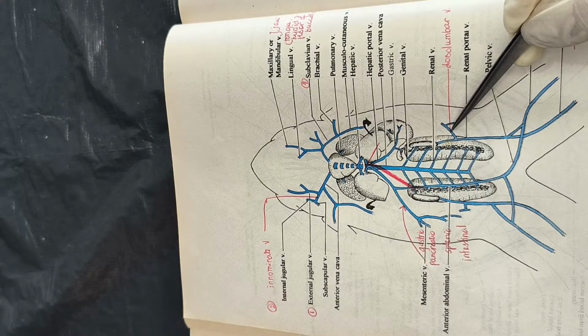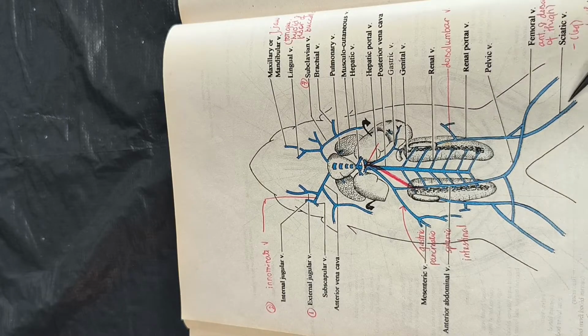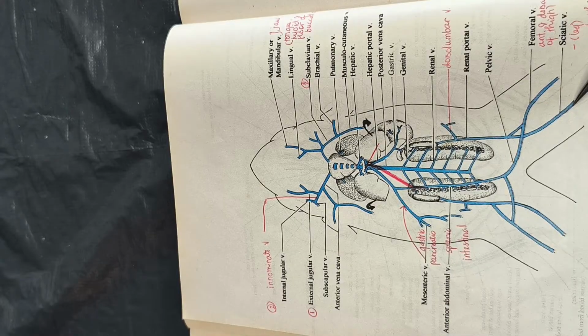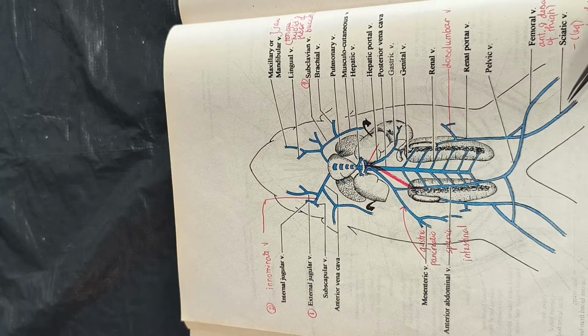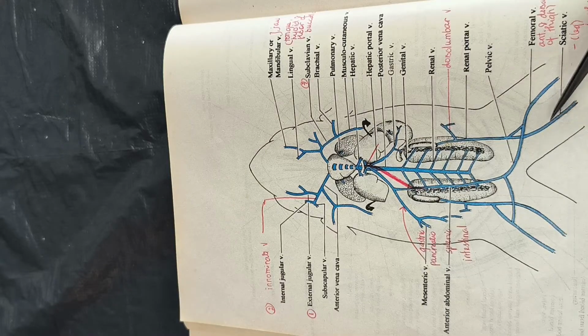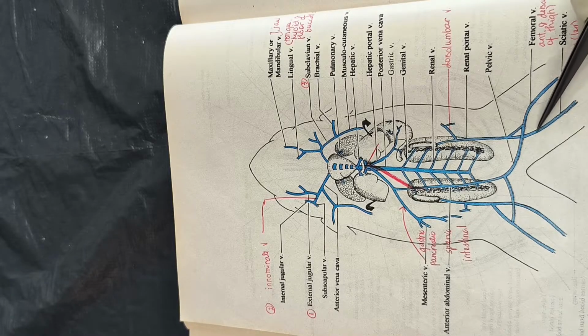So if you're going to trace the pathway of deoxygenated blood, say for example from the leg, you have here the sciatic vein. Okay, so in terms of, again, the portal circulation, blood has to pass through two capillary beds before going back to the heart. In this particular case, you have the capillary bed of the leg itself.